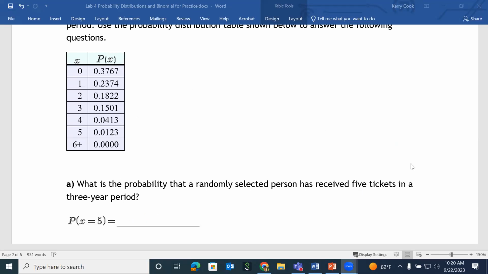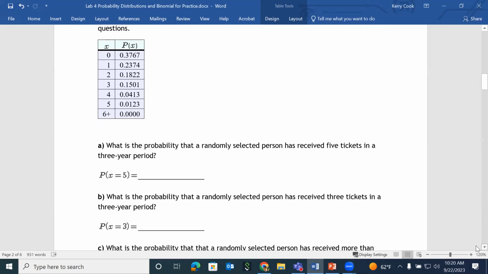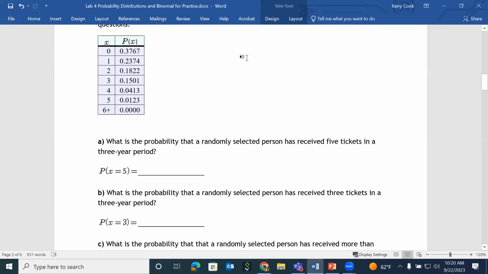Another question that we have, and I think I'll shrink this a bit so we can continue to see the values at the top. Let's look at part B. In part B, we're asked, what's the probability of them receiving 3 tickets in a 3-year period? So that means X is equal to 3. That value would be 0.1501, a probability of about 15%.